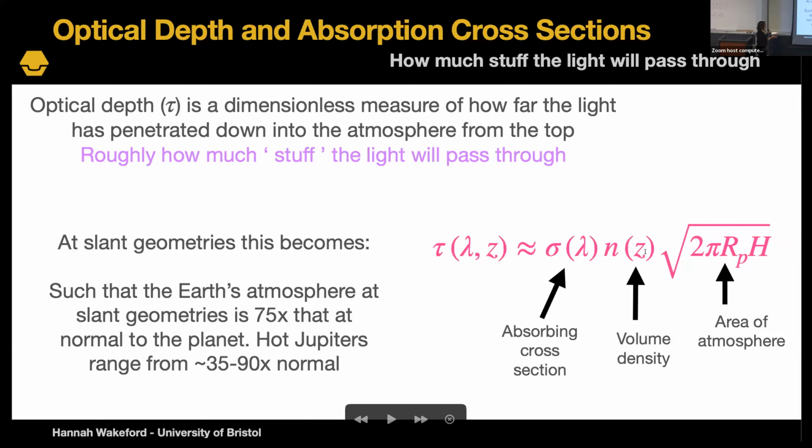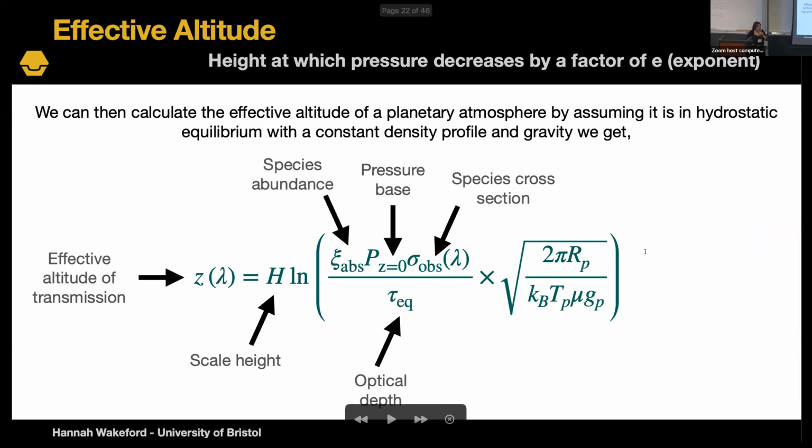So for the Earth's atmosphere, compared to the normal geometries, we would get something like 75 times that of the column of air we're looking through at these slant geometries. You can then calculate the effective altitude that is being measured using these different components and understanding a bit about our species abundance. So how much of the material do we have in our atmosphere? What are the cross sections of our atmosphere, our optical depth? And again, we've got scale height in here, so you can see the components of our scale height throughout this equation.